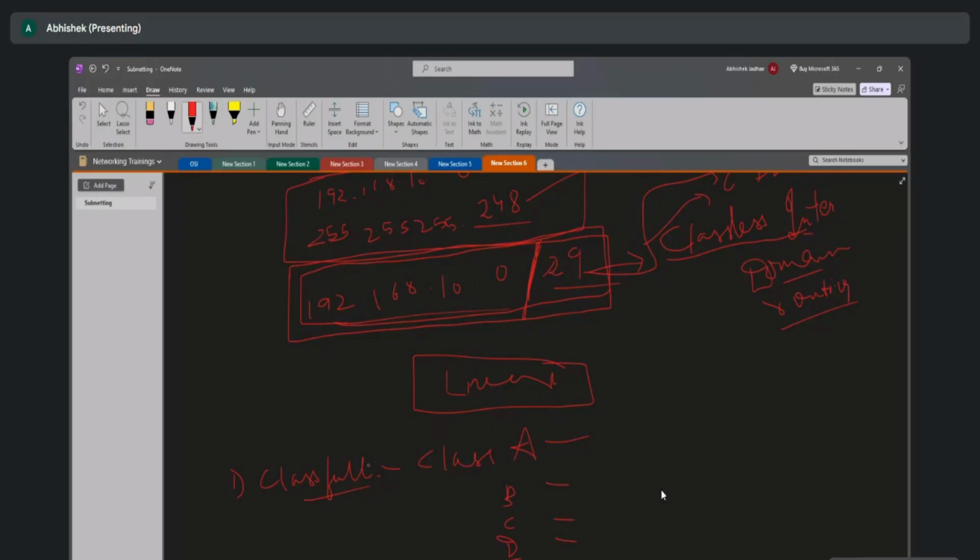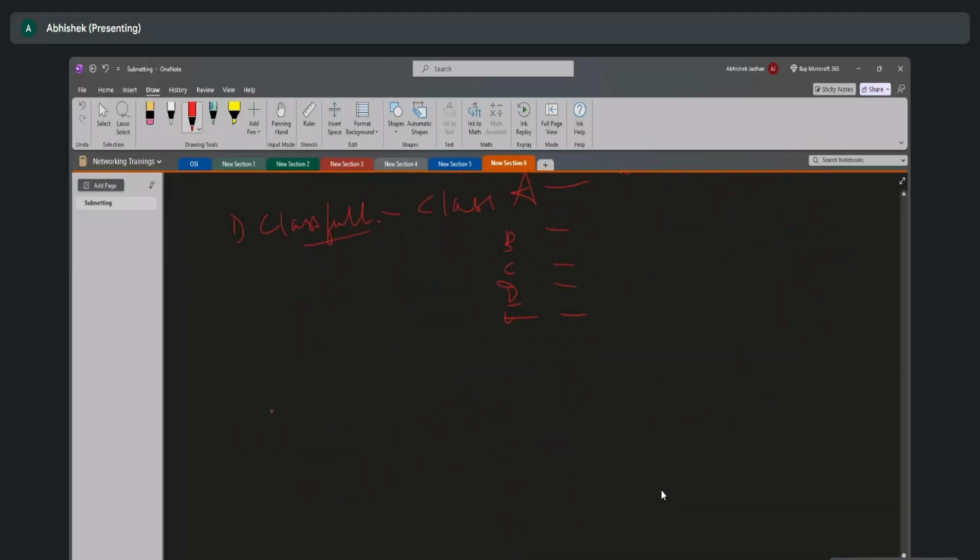Right? We are just writing the IP address. Let's say for Class A, you take an IP 10.0.0.0. This is a Class A IP. We are not giving it a subnet. If you are not giving a subnet, it is a classful IP address. So what's the major difference between classful and classless?